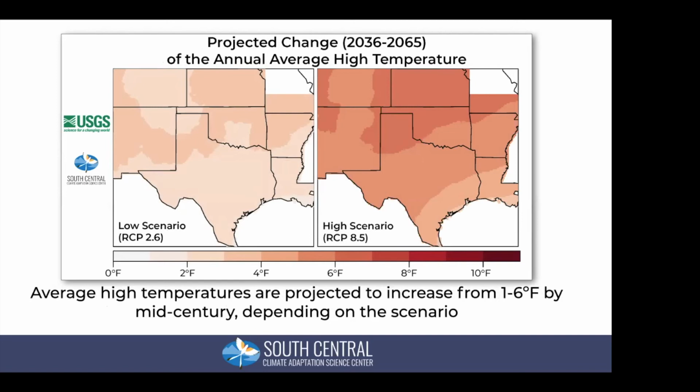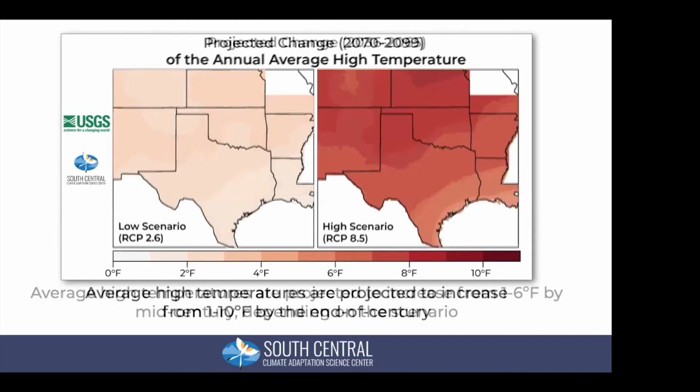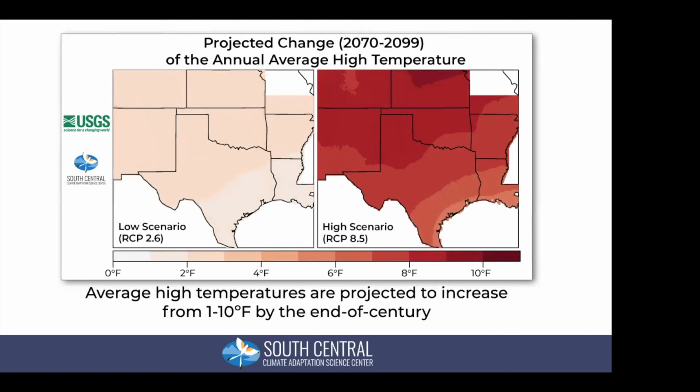We see a similar story to the low temperatures. By mid-century, high temperatures are projected to average 1 to 6 degrees Fahrenheit warmer than the recent past. Again, the Gulf Coast sees the least change, with the Navajo Nation and the north-central portions of our region seeing the greatest change. By the end of the century, the difference between the 2 scenarios, again, is stark, with high temperatures averaging upwards of 10 degrees Fahrenheit warmer than the recent past in northern Kansas in RCP 8.5.